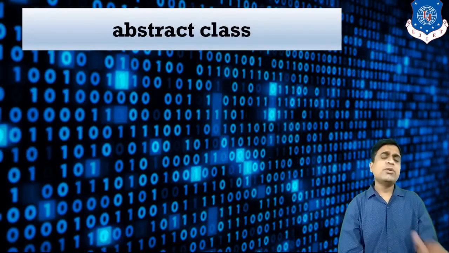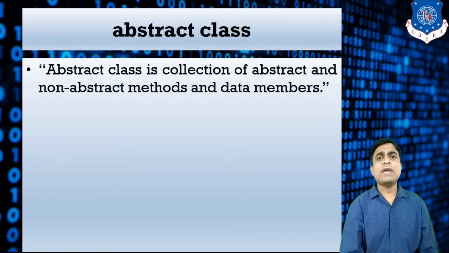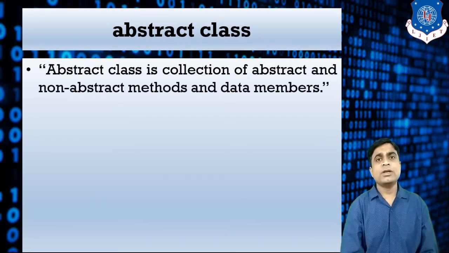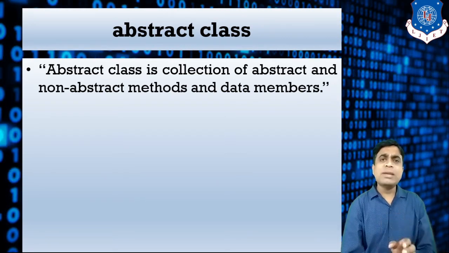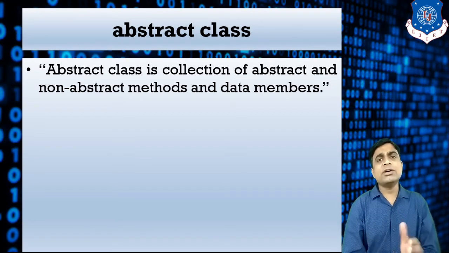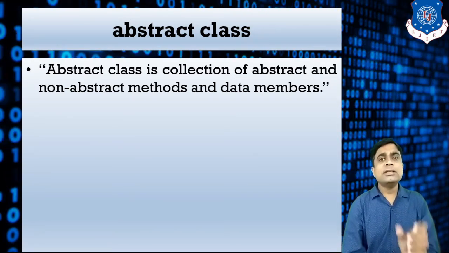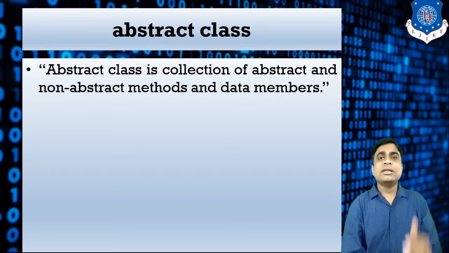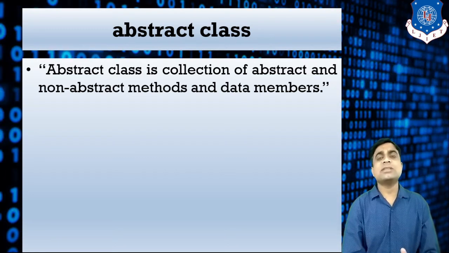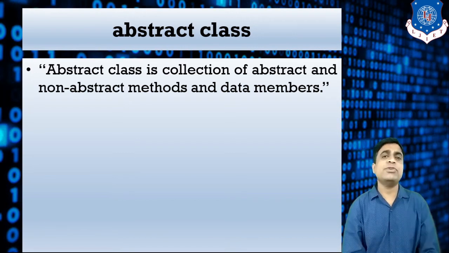So what do you mean by the abstract class? An abstract class is a collection of abstract as well as non-abstract methods and data members. What is the difference between a normal class and an abstract class? In an abstract class, we can create one or more abstract methods, and the implementation of that method needs to be done in its subclass. The advantage of the abstract class is that it gives only the abstract view of the data.